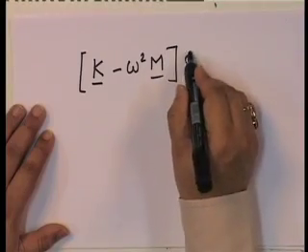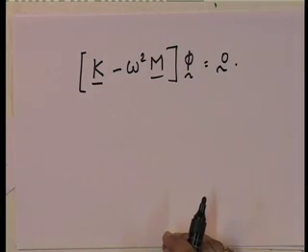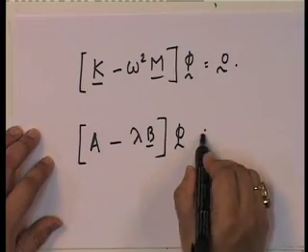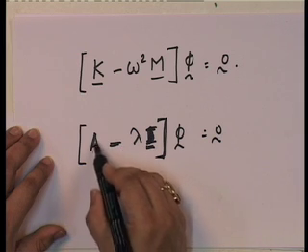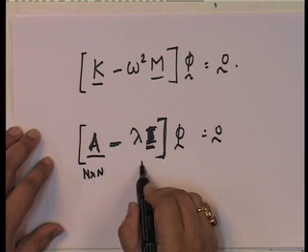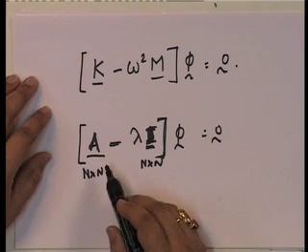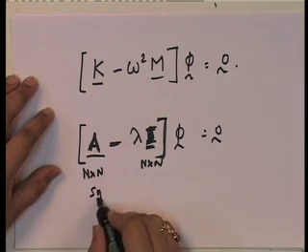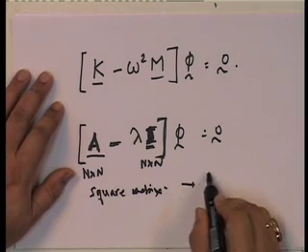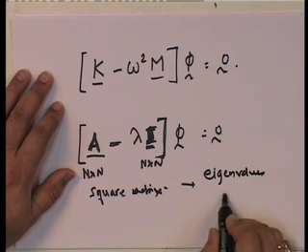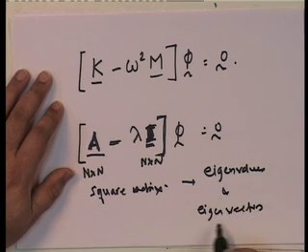So, this problem essentially becomes, I am going to rewrite this problem, and this problem is k minus omega squared m into phi equal to 0. You see, this is not a problem that we are unfamiliar with. If you look at your matrix algebra, remember that any matrix, a square matrix, it always has to be a square matrix, you were always asked to find out the eigenvalues and eigenvectors of this matrix A.